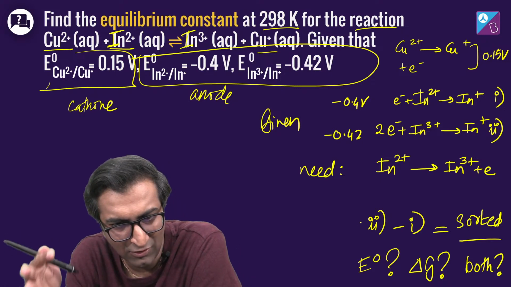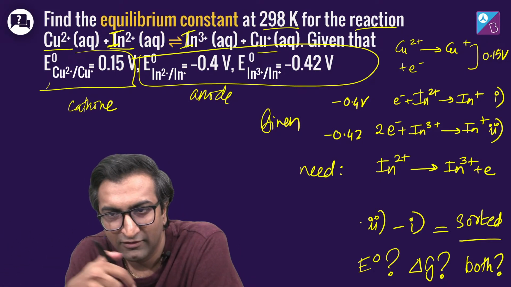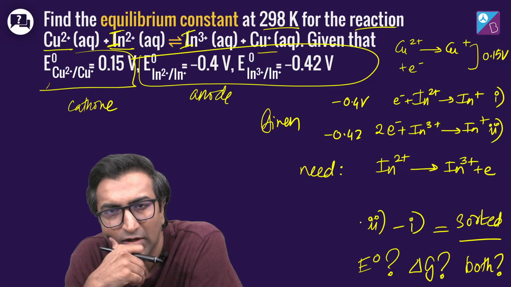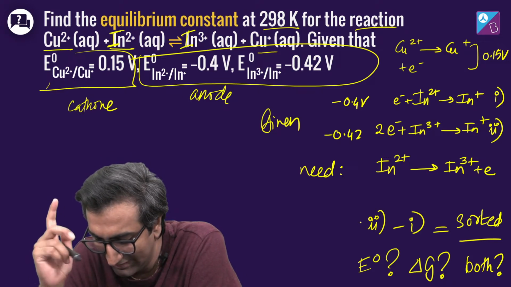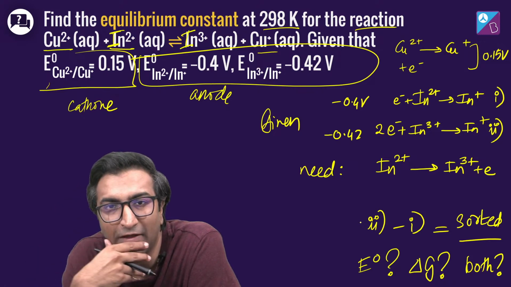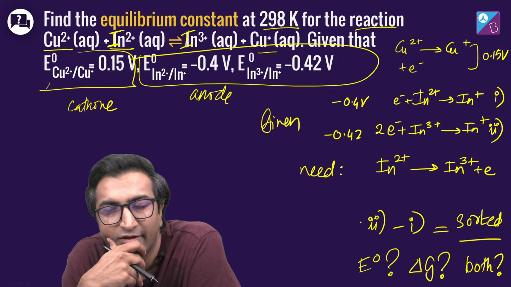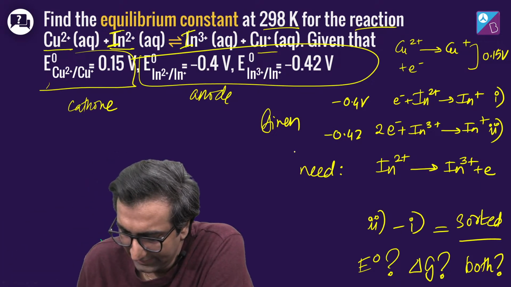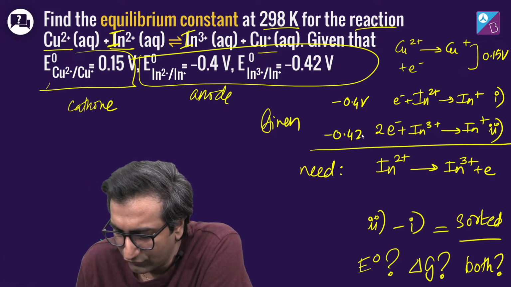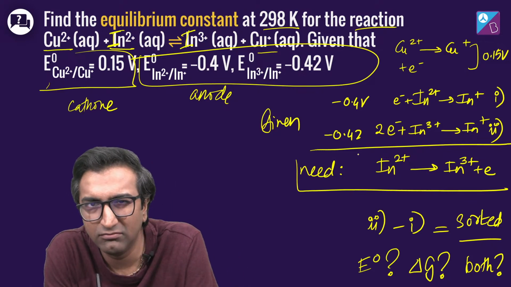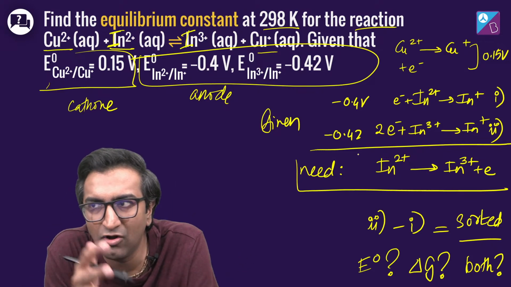If you have an idea, let me know in chat. What will you do? Will you do E naught, delta G or both? What will you subtract? Tell me. Do you know how to do this? This logic is absolutely right, right? I have got these two and I have got to get to this, so maybe I can subtract these two, but which value will we subtract, E naught or delta G?